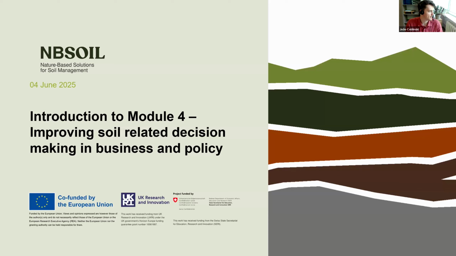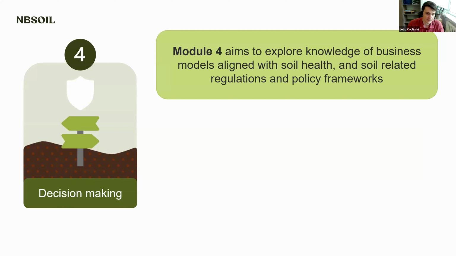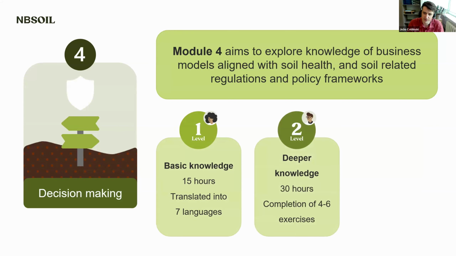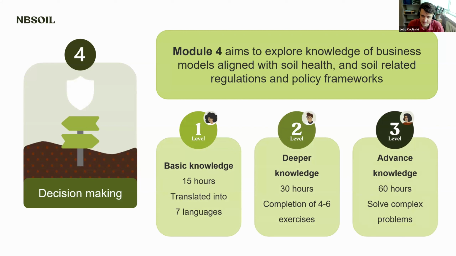So our module is titled Improving Soil-Related Decision Making in Business and Policy. The main goal of this module is to explore the knowledge of business models aligned with soil health and soil-related regulations and policy frameworks. And as I told you, this module is also structured in three levels, starting from basic knowledge, which you can get in 15 hours, to the advanced knowledge in 60 hours.